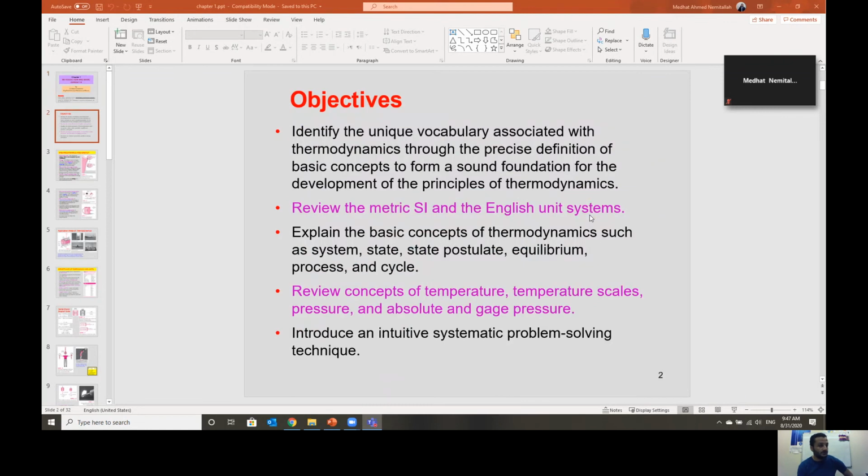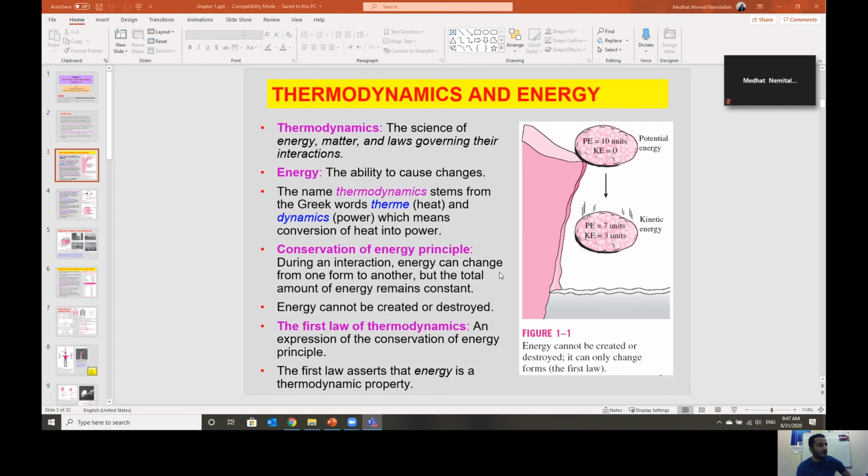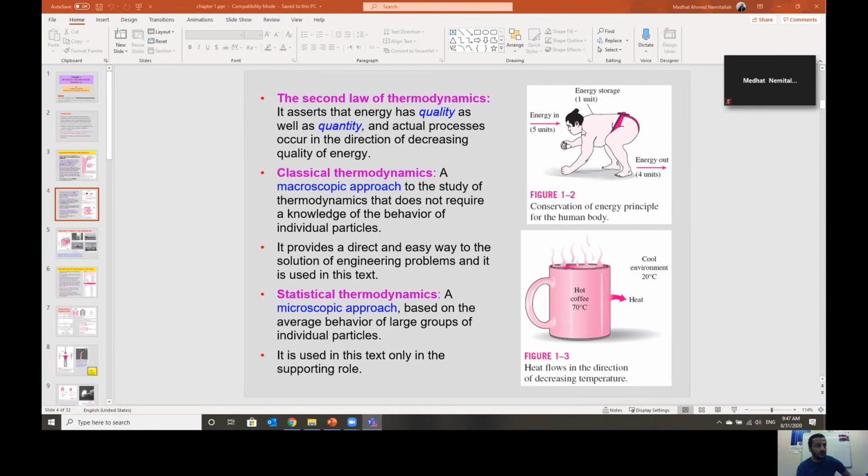Last time we just introduced thermodynamics, started with the first chapter, introduction to thermodynamics. We have defined some vocabulary associated with thermodynamics, terms like thermodynamics and energy. We have also defined the conservation of energy principle, and we said it is the same as the first law of thermodynamics applied to a thermodynamic system. For any system, the first law says energy input to the system minus energy output equals the change of energy within the system itself, and it is the energy balance equation.